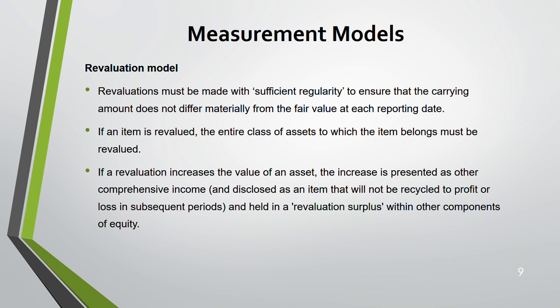And after writing it, remember, for items presented under other comprehensive income, there are two things you have to know. One, items that can be recycled to profit and loss later in the future, and items that cannot be recycled. So this one is an item that cannot be recycled. Okay.